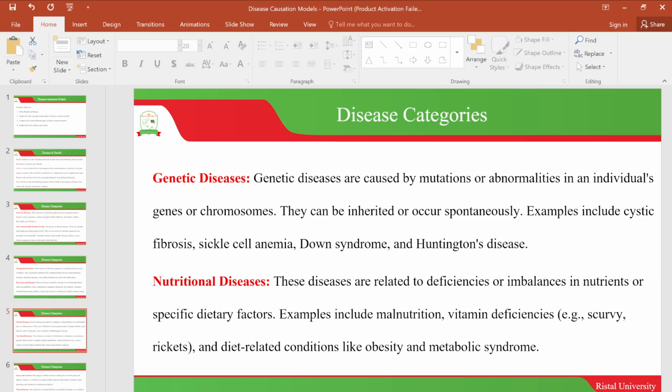These are genetic conditions. They happen because there is damage to the genetic material, where we are talking about the genes and chromosomes.